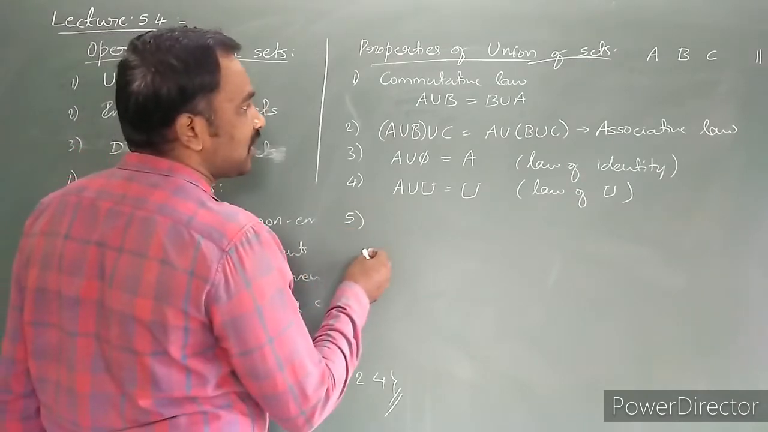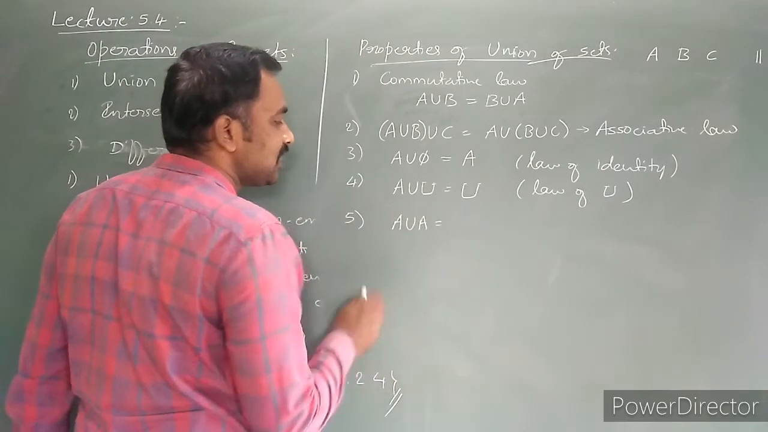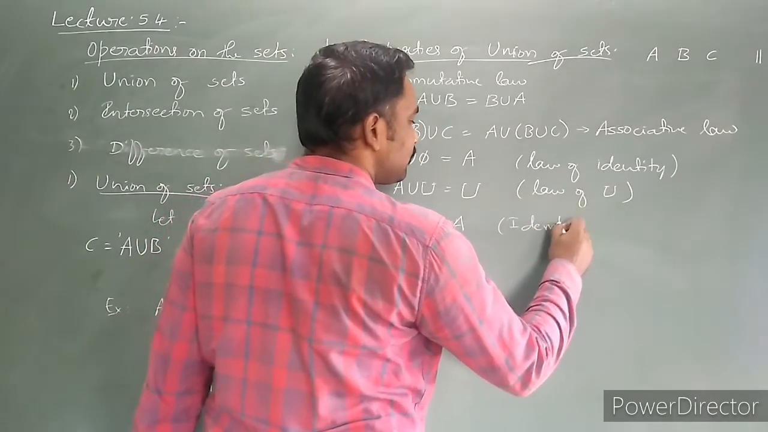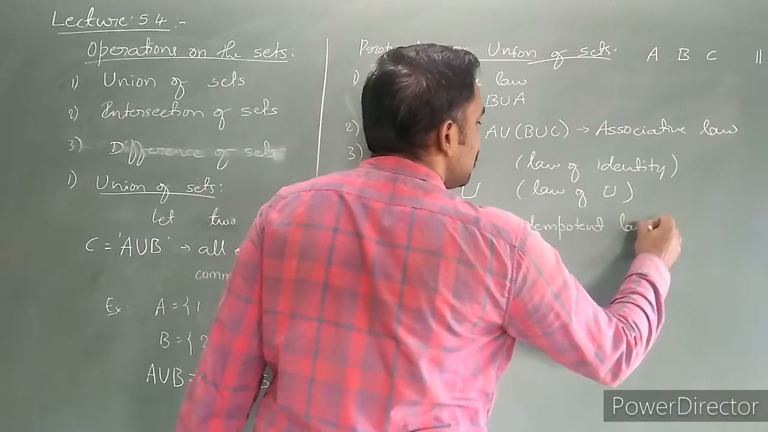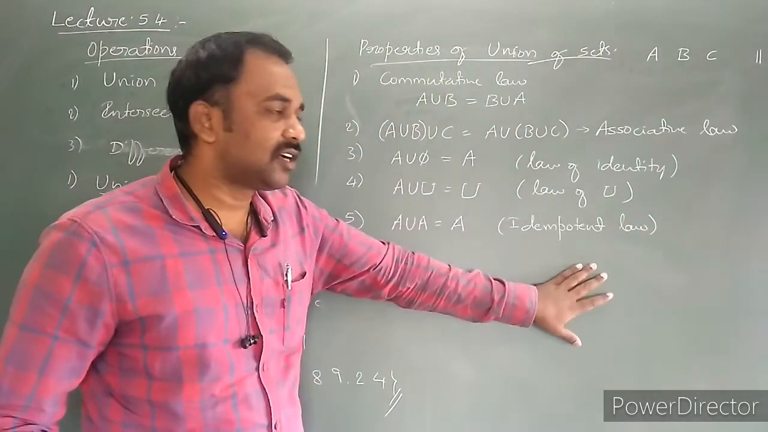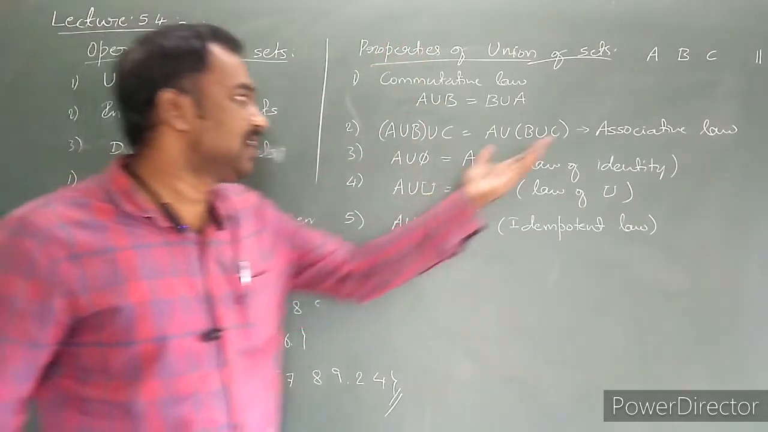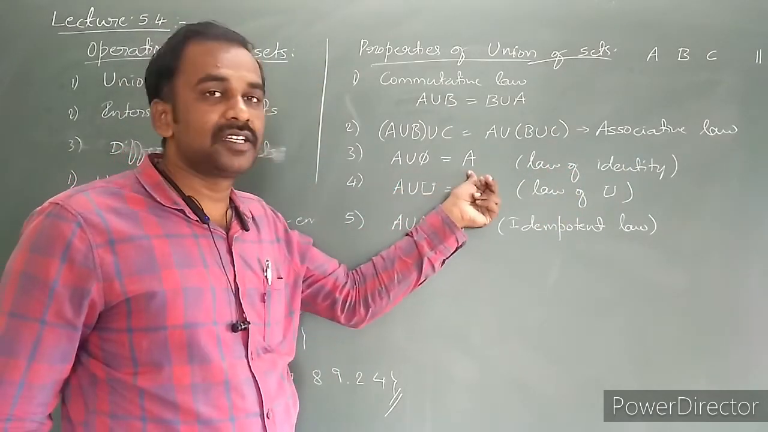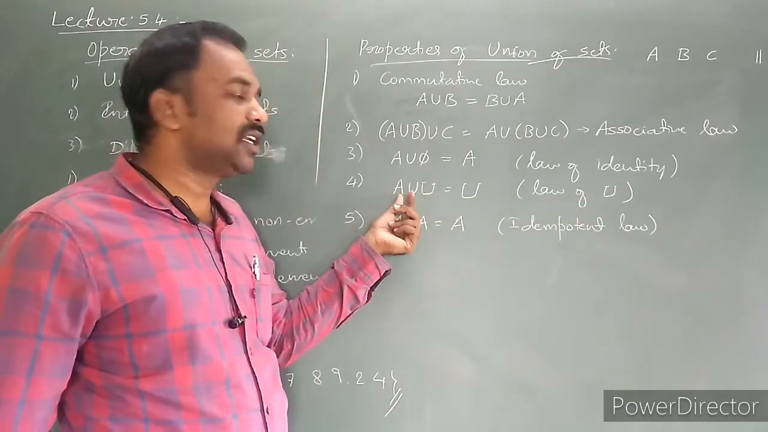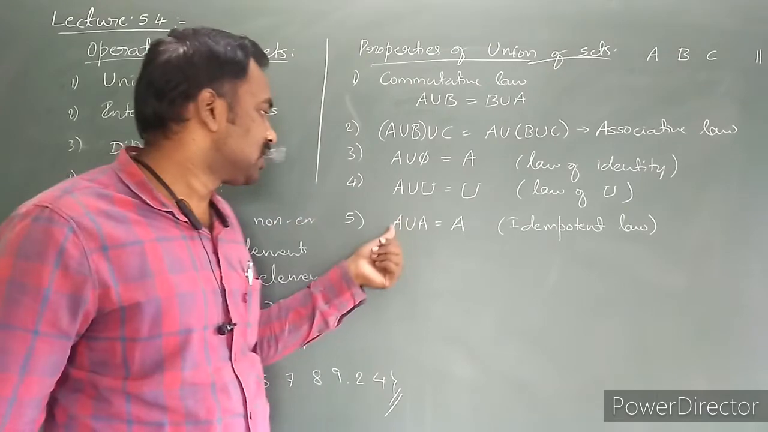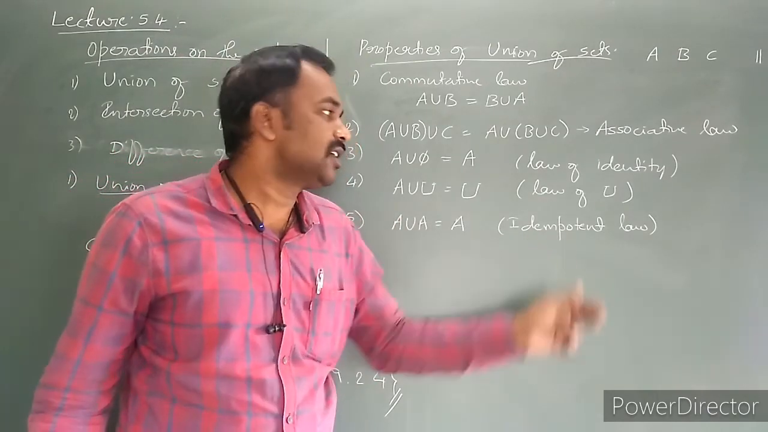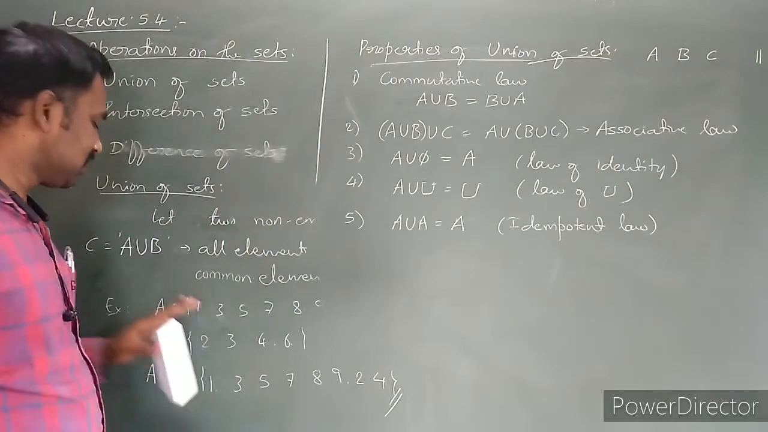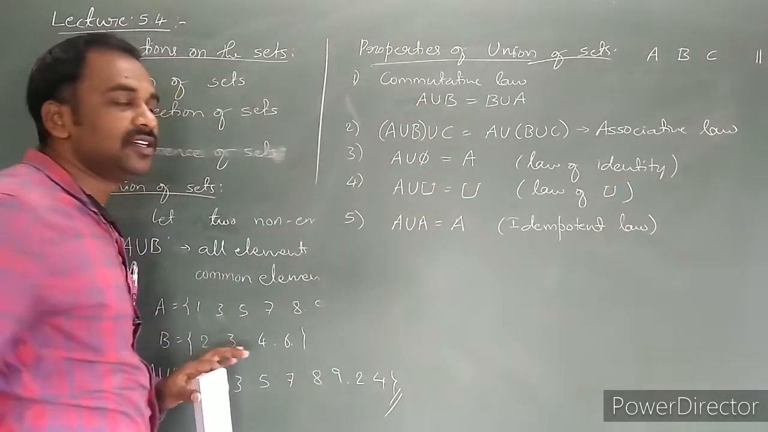Next, fifth one: A union A. What is A union A? A union A is equal to A itself. This is said to be the idempotent law. The names are not required, but you just remember these things, or else you can remember the names. Commutative law, associative law, law of identity: A union null set is equal to A only. Law of U: A union universal set is the universal set. And A union A is A only, the idempotent law. Very simple. This is true for any set.